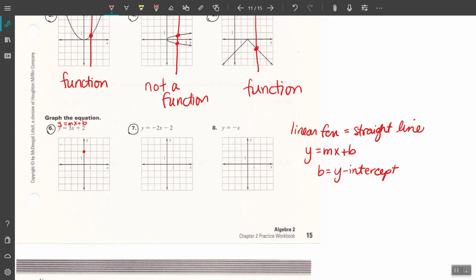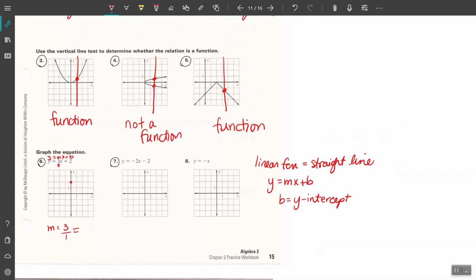And then the coefficient on the x, the m variable, is 3, and that tells us our slope. So I'm going to come down here and just write our slope is 3. It's a whole number, and because it's a whole number, that means it's over 1. And so that's important because when we go to do our slope, the 3 is in the numerator. So what we know from this then is that we need to go 3 units up and 1 unit to the right. And we know that because the definition of slope is rise over run.